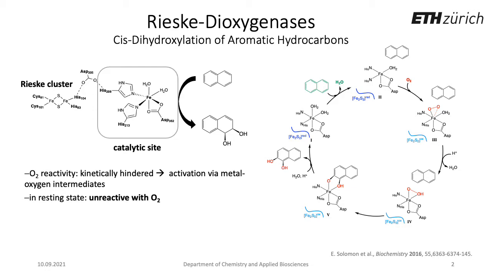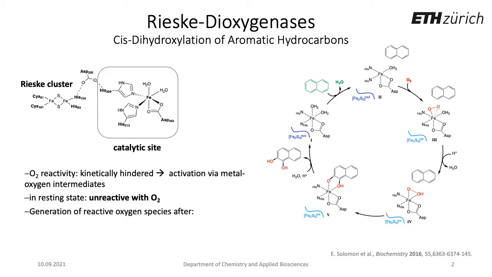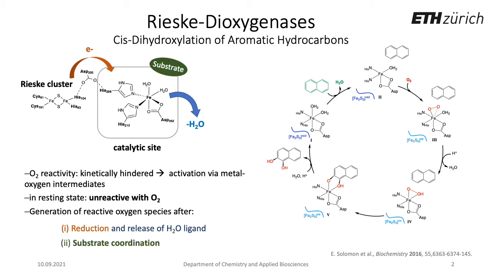entirely unreactive towards O2. The generation of these reactive species proceeds through three main steps, including reduction via an electron, release of a water ligand creating an open site, and coordination of the substrate. This latter step is in particular interesting because the substrate itself does not bind or coordinate to the metal site, but is instead located nearby within the active site pocket.